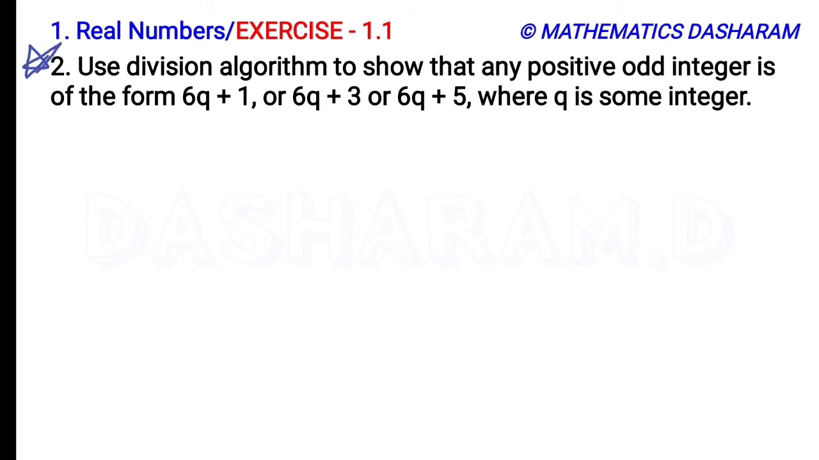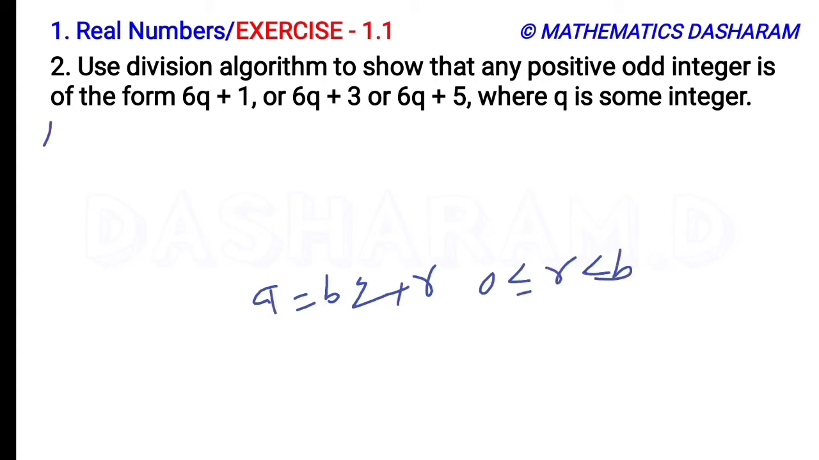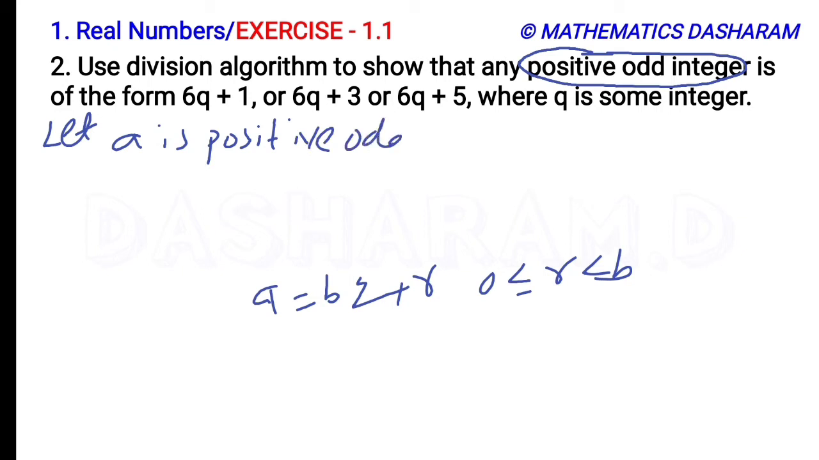Second question, it is very important. Use division algorithm to show that any positive odd integer is of the form 6q plus 1 or 6q plus 3 or 6q plus 5, where q is some integer. Division algorithm means a equals bq plus r, where 0 is less than or equal to r, less than b. So in the question, the number you want to show as 6q plus 1 or 6q plus 3 or 6q plus 5 is a positive odd integer. So take a as a positive odd integer.